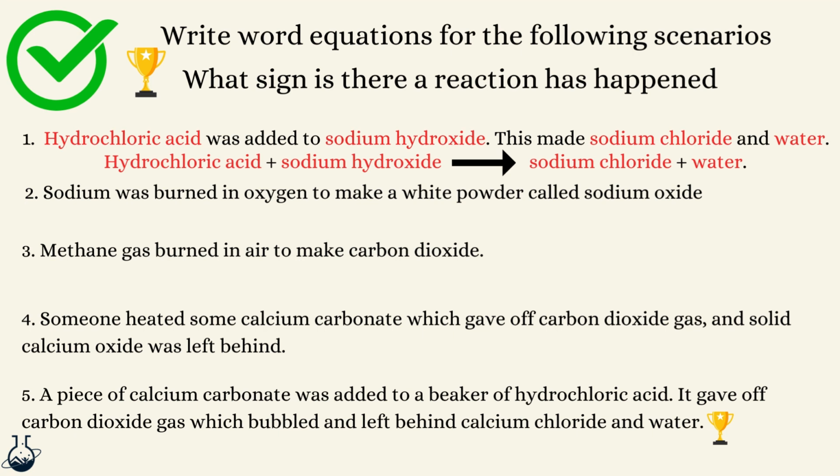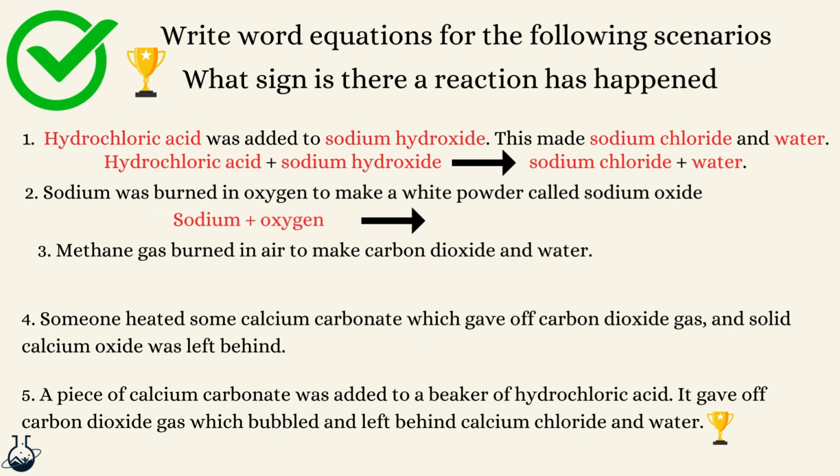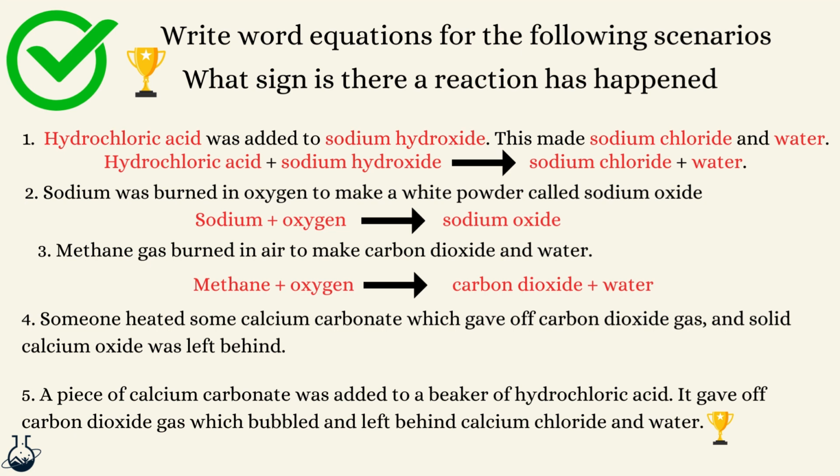Feel free to pause the video here if you need more time to try the next few now that you have seen an example, or keep playing for the rest of the answers. In scenario 2, sodium was burned in oxygen to make a white powder called sodium oxide. Here is the answer for question 3.